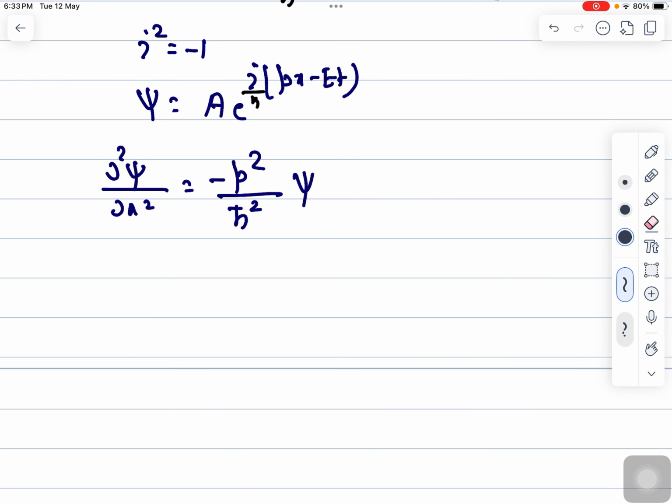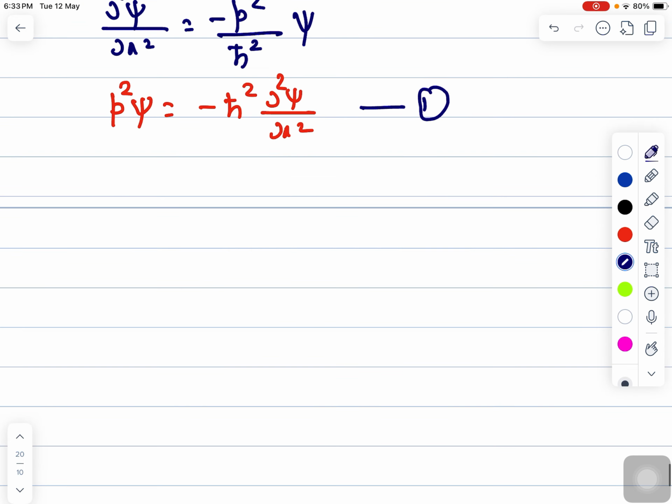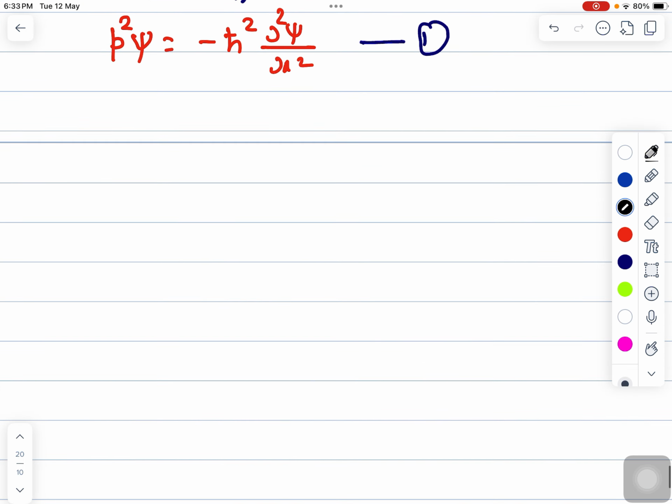Or later on I'll put this thing. So basically what you will see here, the value of p square psi can be written as minus h cut square del 2 psi by del x square. Is that clear? Let's say assuming this one is my equation first here. Now if I want to perform this, we know the value of psi is equal to A e to the power minus i by h cut, px minus Et.